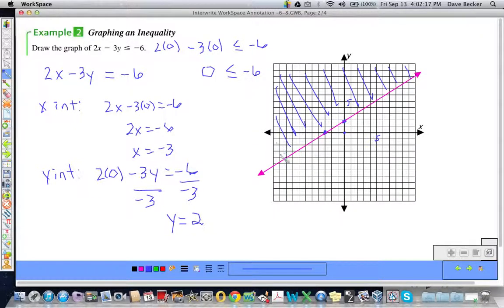Okay? Make sure you understand that. I use the test point 0, 0 right here, and I replace x and y with 0. And I found out that 0 is not less than or equal to -6. So that is the wrong side, so I shade the other side. So all points on this side of the line and included on this line are solutions to this inequality.